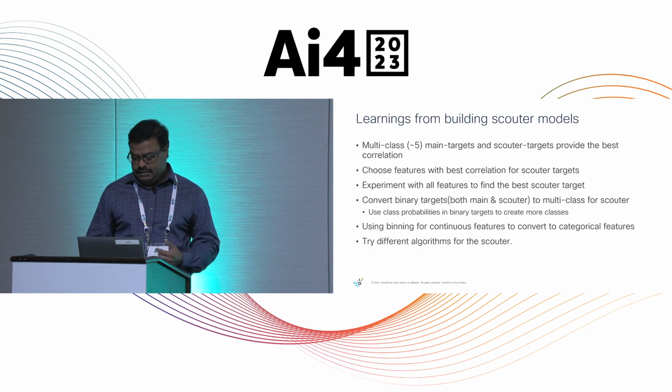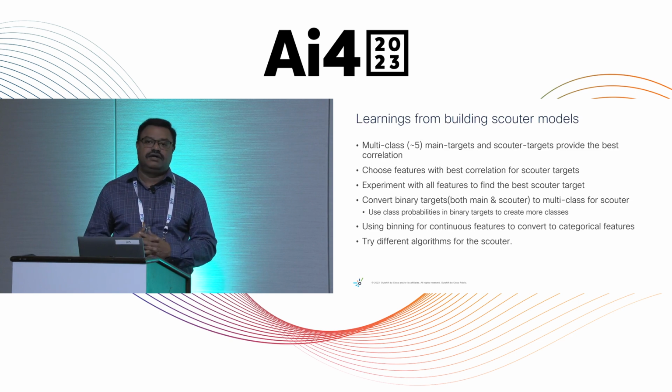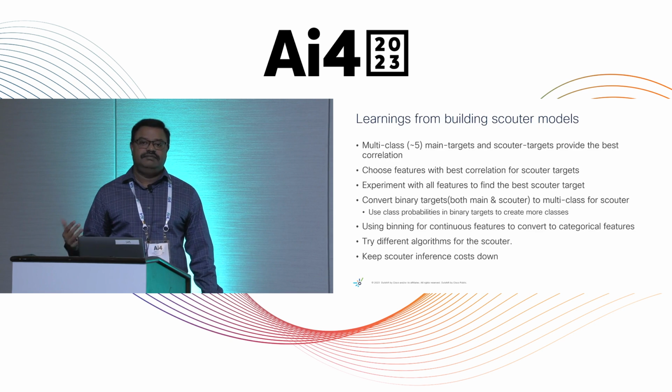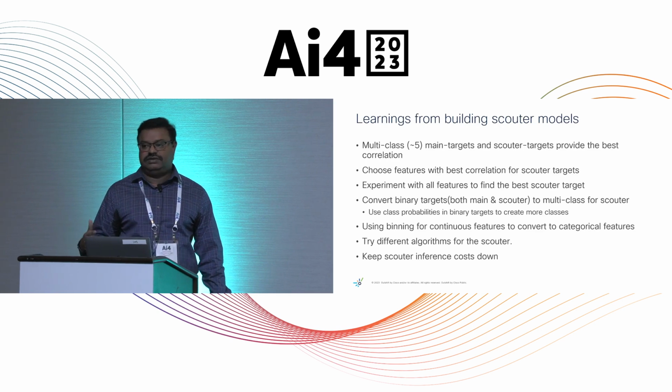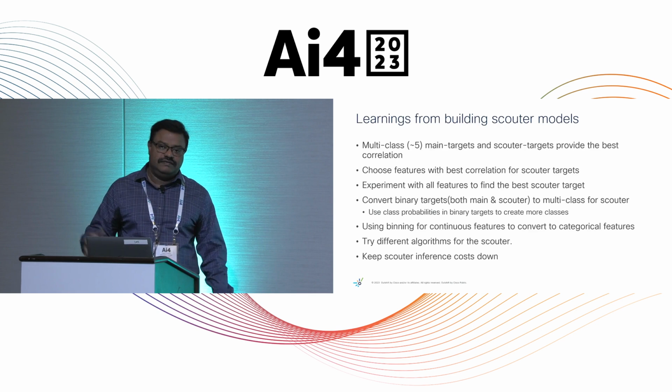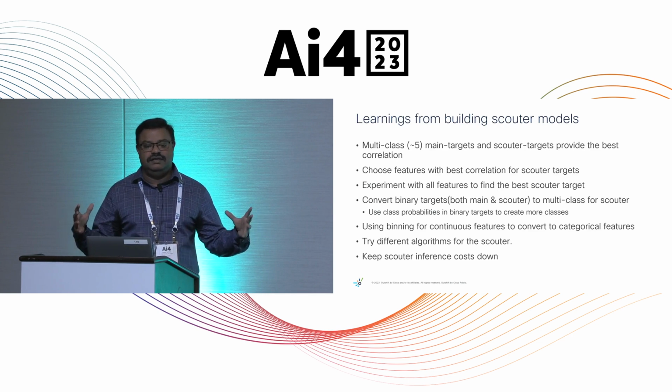The other thing we also see is to try different algorithms for the Scouter. One main thing to keep in mind is to keep the Scouter's inference costs down, because this is just a monitoring model, and you don't want it to be super expensive to build or maintain. You can go to neural networks and build really complex models, but is it worth the effort for a Scouter? That's not your main model. So you need to keep your Scouter's cost down.